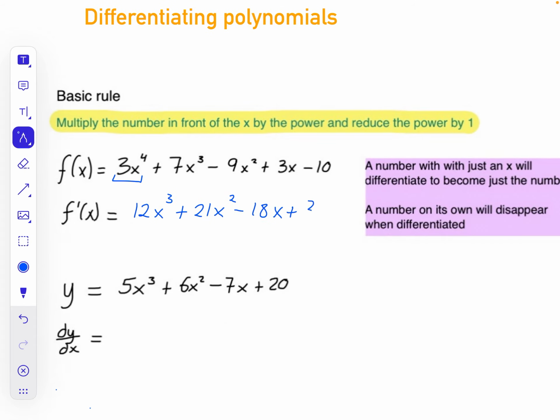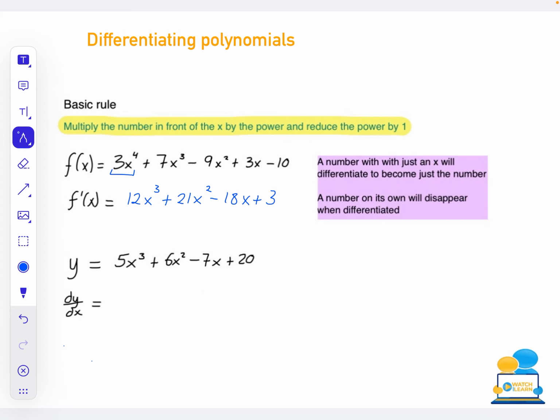Now, for the next ones, okay, when I differentiate 3x, I'm just going to get 3. Okay, why does that happen? I'm just going to do it as rough work over here. So 3x is the same as 3x to the power of 1. Differentiated, I'm going to multiply the power by the number, that's going to give me 3, and then I'll reduce the power by 1, which will give me 0. Now, anything to the power of 0 is 1, so that's really 3 multiplied by 1, which is just 3.